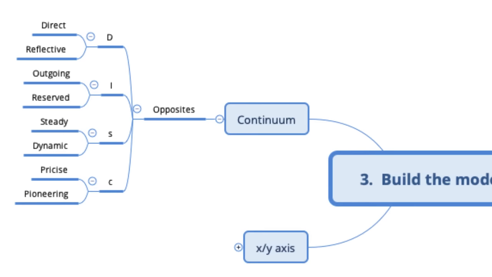In the case of the S, we have the steady S on the right hand side. We say, well, on the other side, we have somebody who's dynamic. They embrace change, they love change. They're not scared by change, they're not scared by a loss of stability. And then in the case of the C, we have procedures and constraints, we have the precise on the right hand side, but on the left hand side we have the pioneering, the exact opposite. They bend the rules, they're not afraid of taking risks of getting it right and wrong. So we build that continuum, we explain that continuum to them.